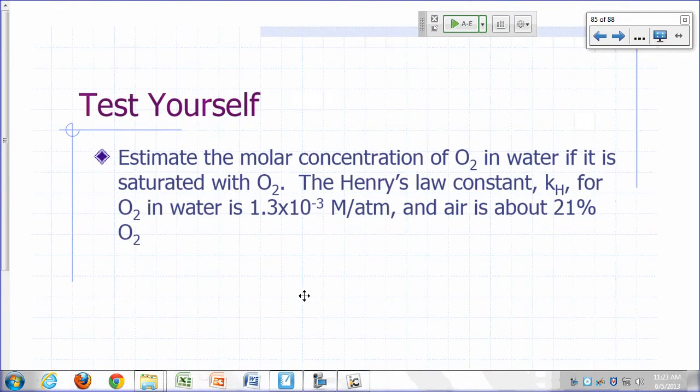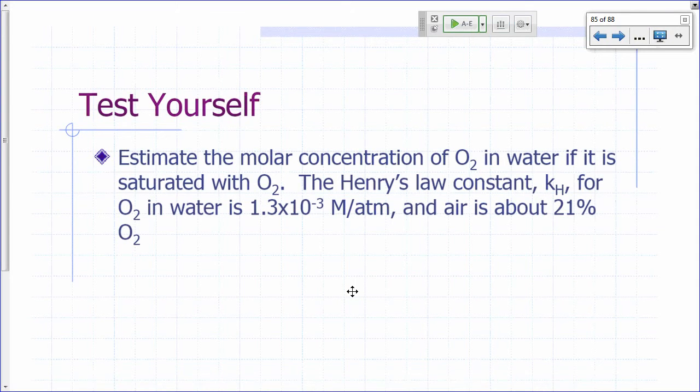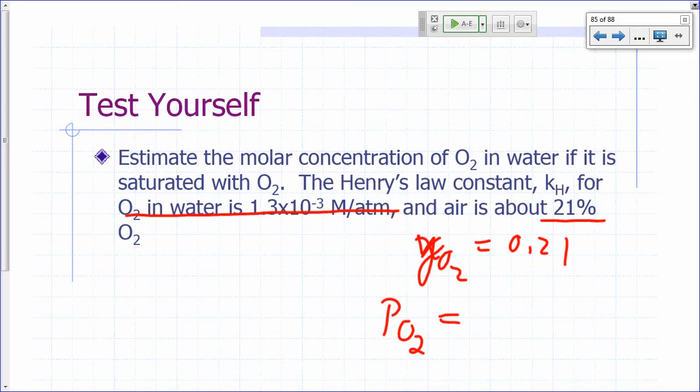Okay. Estimate the molar concentration of oxygen in water if it is saturated with oxygen. So if your water can hold the most oxygen that it can hold, what would be its concentration? Your Henry's law constant for oxygen in water is 1.3 times 10 to the negative 3 moles per liter per atmosphere, and air is about 21% oxygen. Okay, so the air you breathe is mole fraction of O2 in the air, let's call that Y O2, is equal to 0.21. So what's the partial pressure of O2 in the atmosphere?